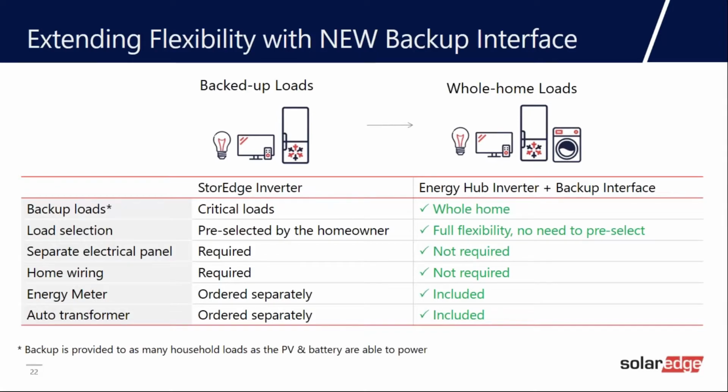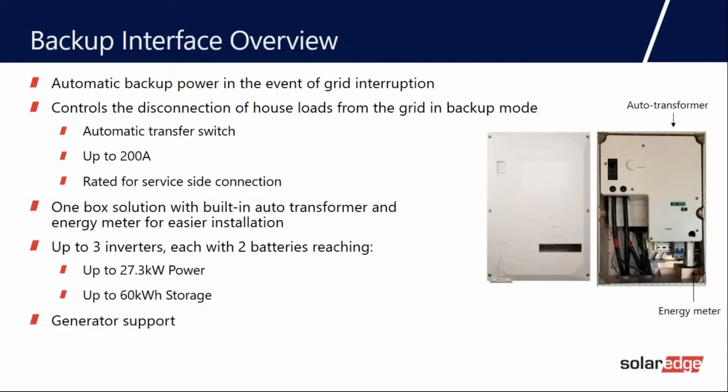So the overwhelming response was, I want whole home capability. And even if I'm not going to use whole home backup, I want the ability to do whole home backup. So that's what the backup interface does. It allows you to have the ability to do full home backup, no separate main service or main distribution panels required. Home wiring is super easy. The energy meter, the consumption meter, and the auto transformer are built into the backup interface. It's a 5 kilowatt auto transformer, so now it provides more phase and balance capability while in backup.